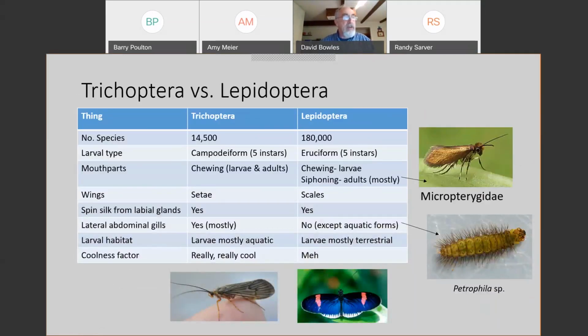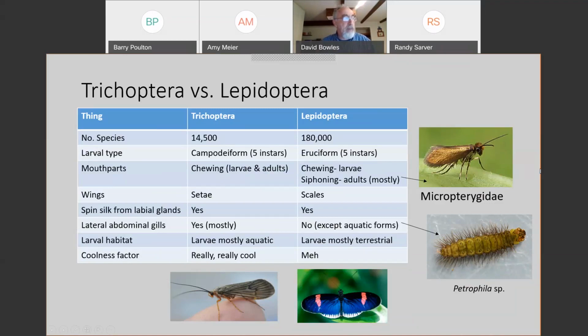If we summarize these Trichoptera characteristics with those of its sister order, the Lepidoptera, I think it helps us better understand it. So look at the number of species. There are about 14,500 caddisflies, over 180,000 Lepidopterans. The larval type for the Trichoptera is campodeiform, 5 instars, but it's eruciform for Lepidoptera. And what's an eruciform larva? Visualize a caterpillar, and that's an eruciform larva. So they have the very blocky head, somewhat laterally compressed.